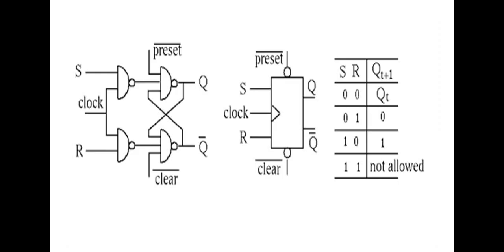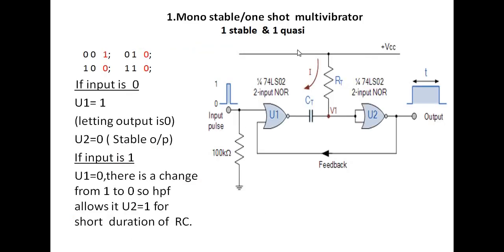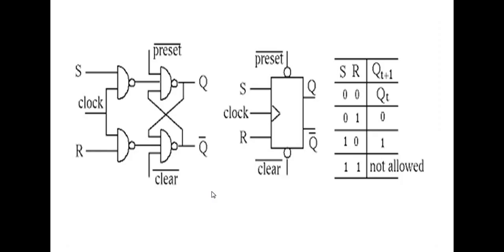the bistable multivibrator, we have analyzed this monostable multivibrator circuit with the help of two NOR gates. Similarly, we will analyze the bistable multivibrator with this SR flip-flop. Look here, there are two inputs, S and R, set and reset. There are two outputs, Q and Q bar.